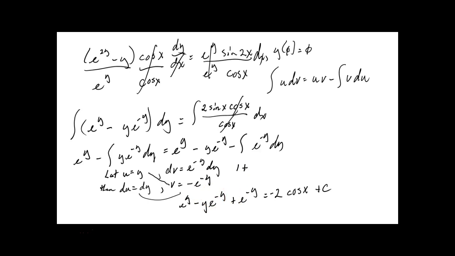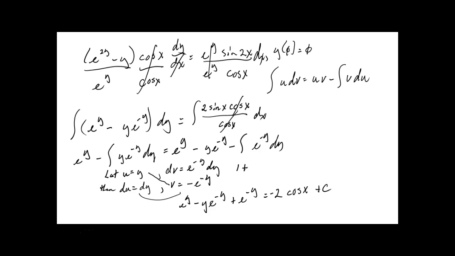Right. Here's our initial condition. I forgot about it. y of 0 is equal to 0. So when x is 0, y is 0. So I take this, my proposed solution, and put y is equal to 0. And here I can't find where I wrote it now. Oh, there it is.